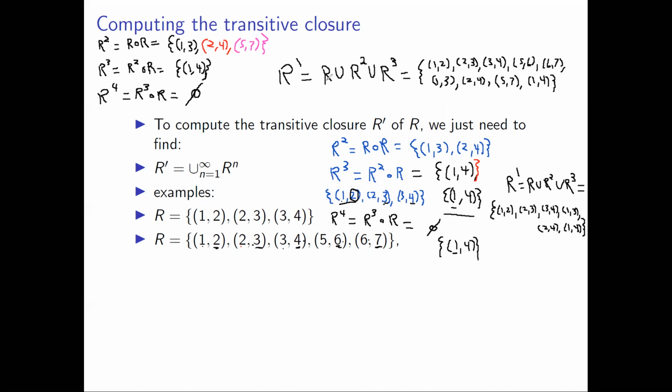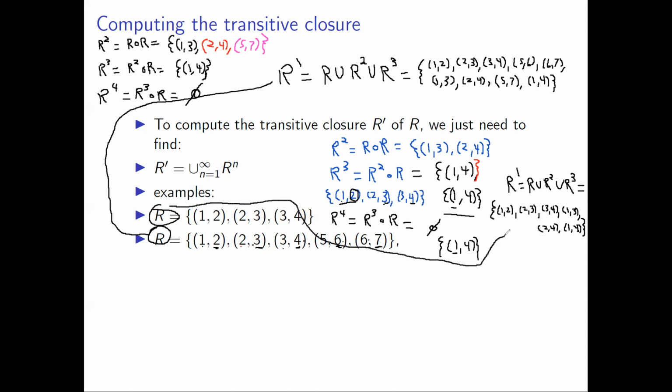So that is the transitive closure for our second example here, this R. I'll put an arrow to that one, and I'll put an arrow for this one, which we already calculated, was this over here. So we did both of these.